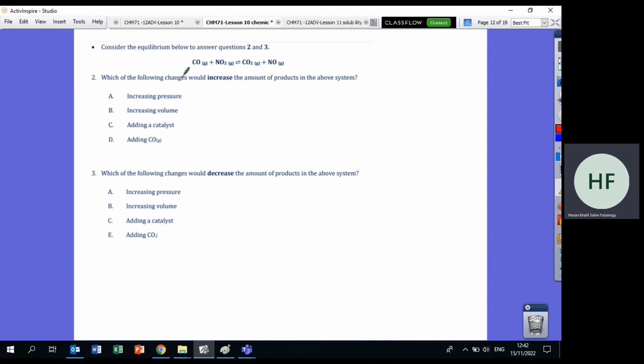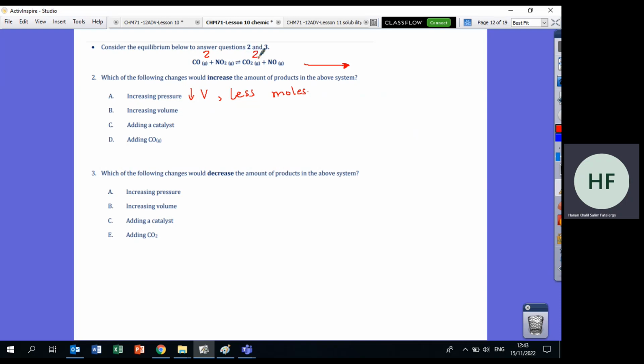Okay, which of the following changes would increase the amount of products in the above system? If I want to increase the amount of products, this means I want the reaction to move forward. If I want the reaction to move forward, let's see the effect of each one. Increasing pressure. Now, increasing pressure is decreasing volume. Decreasing volume will go toward less moles. Now, let's see how many moles do I have in the reactants. I have 1 plus 1, 2.